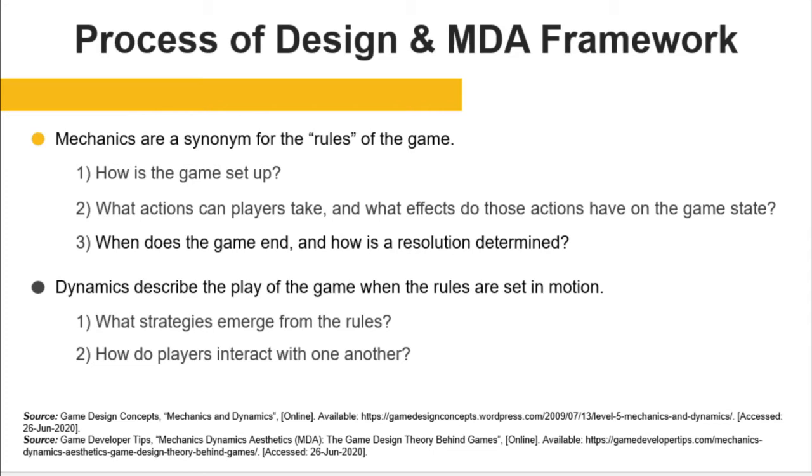The MDA framework by LeBlanc, Hunicke, and Zubek defines a game in terms of its mechanics, dynamics, and aesthetics. Mechanics are a synonym for the rules of the game. It answers questions such as how is the game set up, what actions players can take, and what effects do those actions have on the game state, when does the game end, and how is a resolution determined. These are the constraints under which the game operates. They are defined by mechanics.